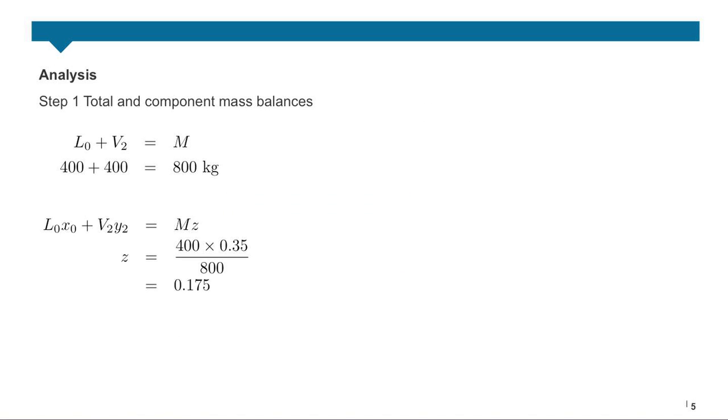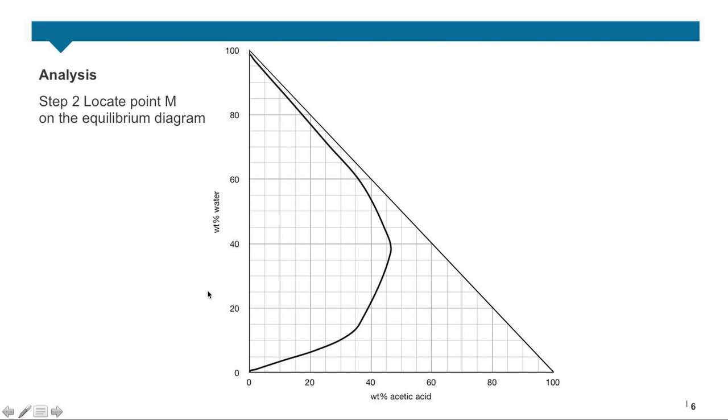So the first step in the analysis is to complete the total and the component mass balances. This allows us to calculate that the mixture amount is 800 kilograms and that the mixture composition is 0.175. The second step is to locate the mixture point on the equilibrium diagram. So first we draw in the mass balance line between our pure isopropyl ether solvent and our feed, which is 35 weight % acetic acid in water, which must be 65 weight % water.